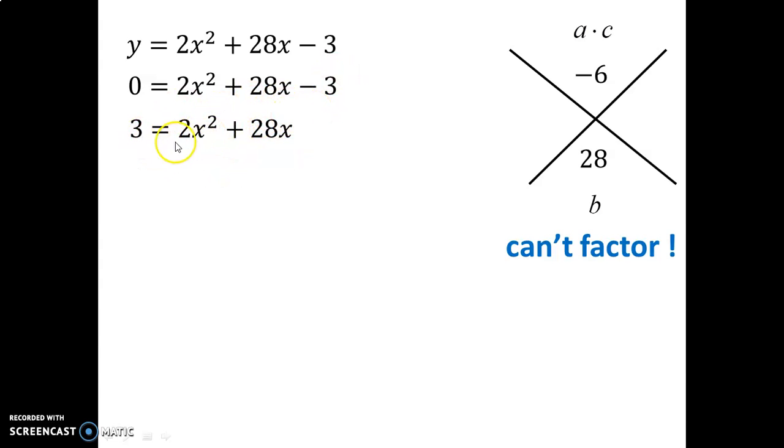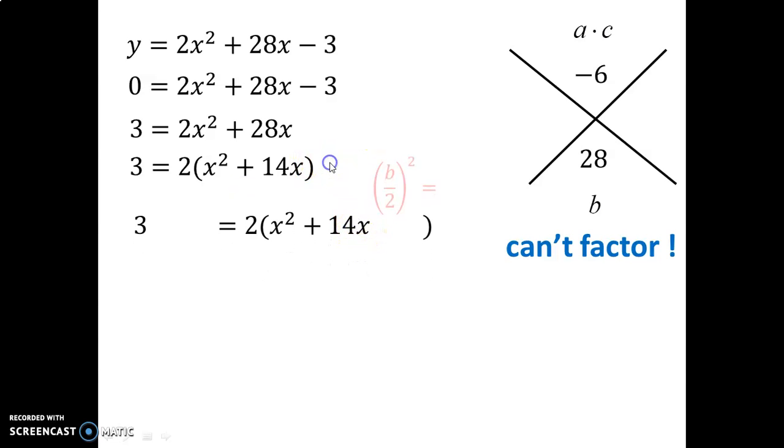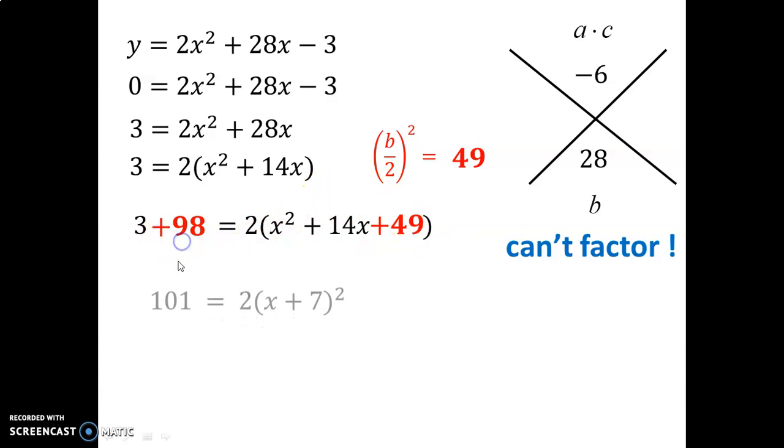Now look at this. Before proceeding, this one's different. The a value is greater than 1. We have to do an extra step here. Factor out the 2 from both of these to get this. Now make this a perfect square. So b over 2 squared. Well, 14 divided by 2 squared is 49. So we're going to add 49 here. But we're not going to add 49 here. We're going to add 98. The reason is we have 49 times 2 on this side. So that's really a 98. So we add 98.